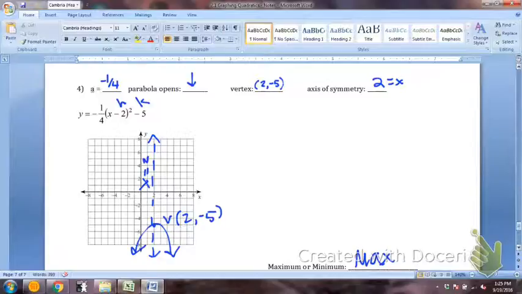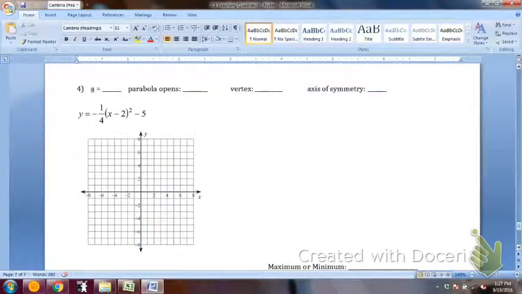Okay, so let's take just a few minutes. It shouldn't take you very long. You should have 2.1 Vertex Form in your binder. If you don't, let me know.